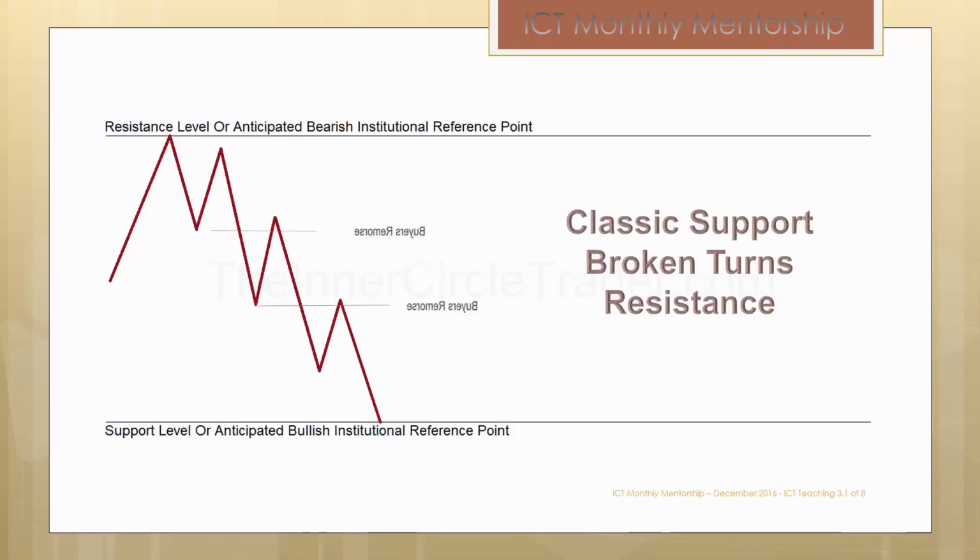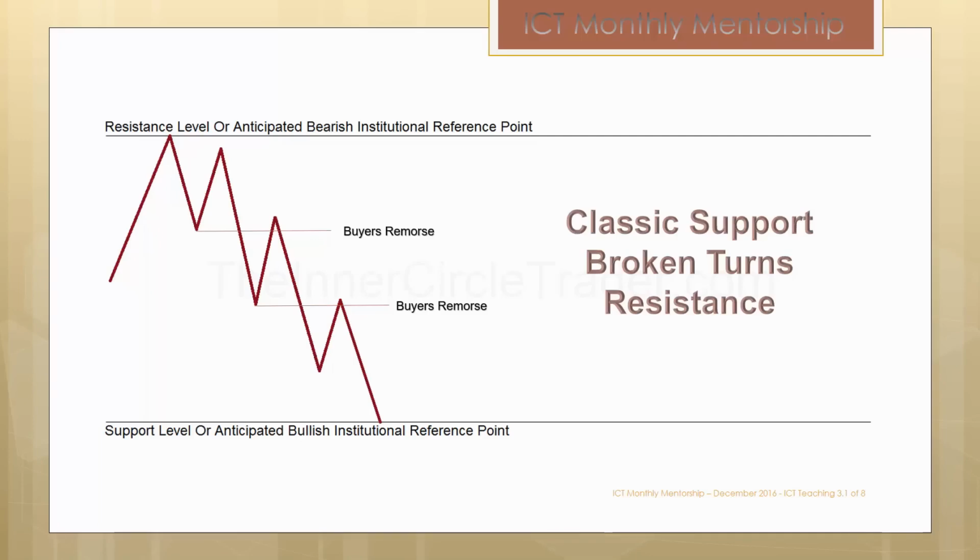When we have this in the marketplace, what we're seeing is the classic support broken turns resistance. Every time price moves back to an old low, what's actually happening is referred to as buyer's remorse. The buyers at the previous short-term low saw a short-term pop in their favor, then eventually saw the market break below that low they bought at. When price gets back to that level, they're remorseful for buying it, so they bail.